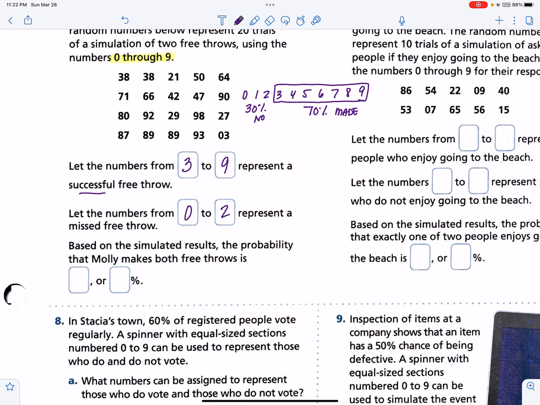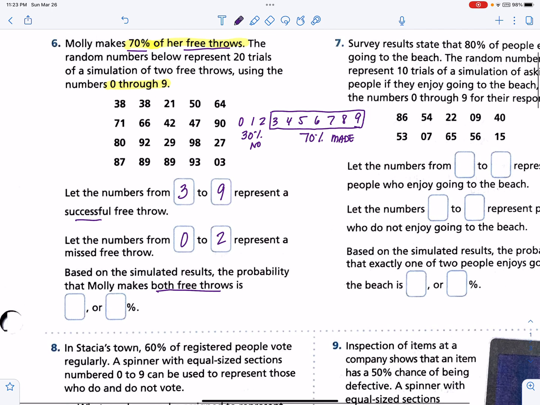Based on the simulated results, the probability that she makes both. So what I'm going to do is use my information and identify where she makes both according to our numbers. Making both means a 3 through a 9. For example, I see a 3 here and an 8 here. That means she made both according to our simulation. Anything 3 through 9. The next one's a no. This one is good, but this one's not, so it doesn't work.